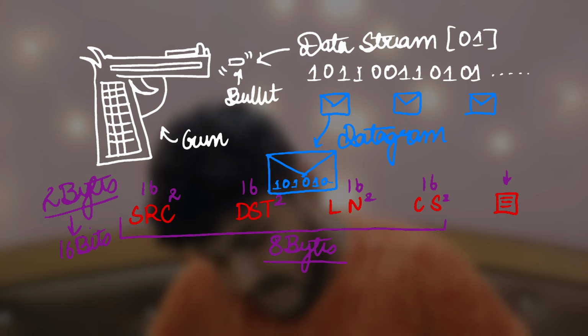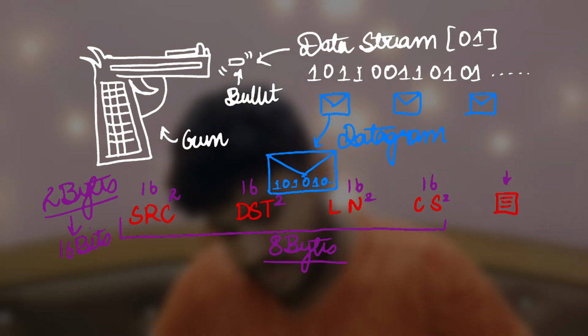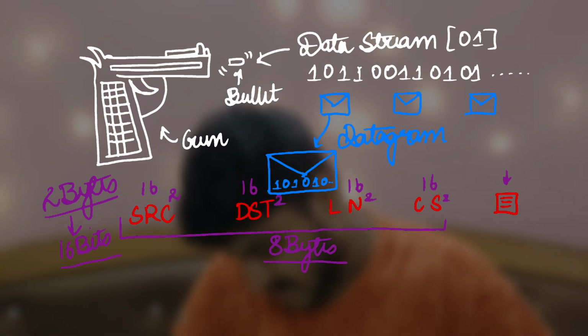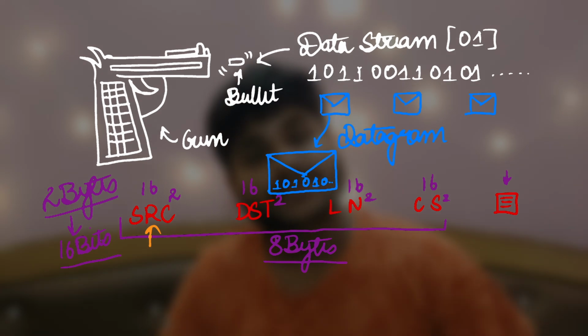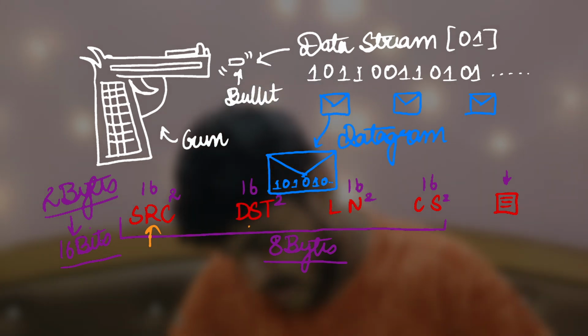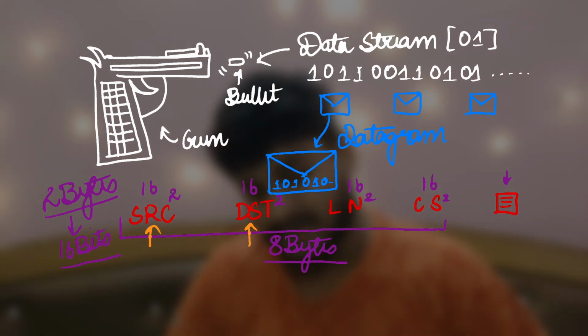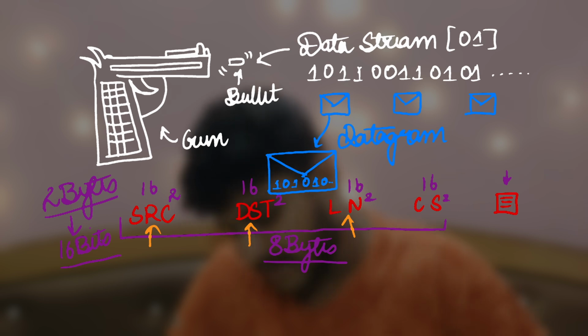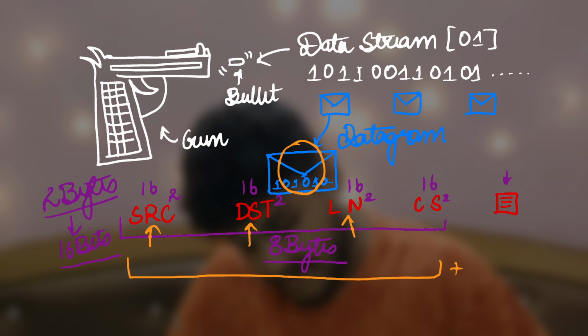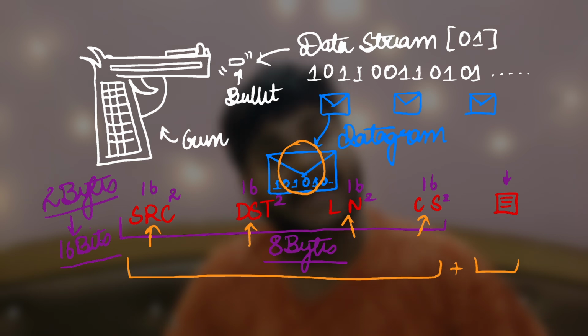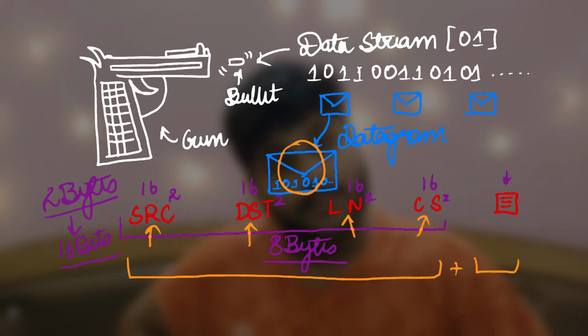Now this data is variable, so we don't really need to care about this. The first field, SRC, tells the source port number, the application process who is sending the user data. DST, or destination port number, tells the receiving application process, who is going to receive the user data. LN is the total length of the datagram. This means length of the header plus length of the data. CS is checksum. Checksum is used for light error checking. This is used to identify if errors have occurred during transmission of the data or not.